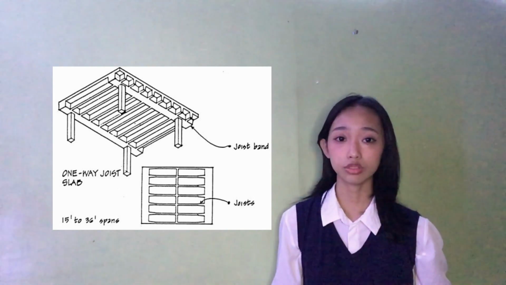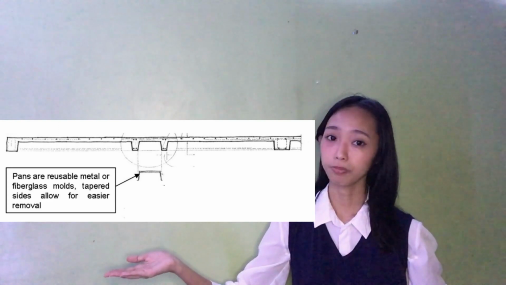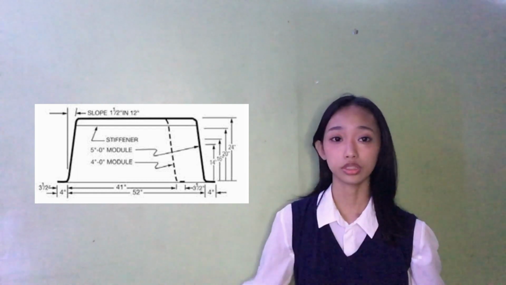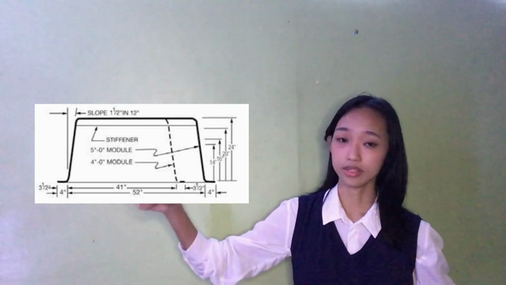Here we have a closer diagram where we can see the pan. These pans are what we call molds. They are easier to remove by the sides and they are quite reusable.